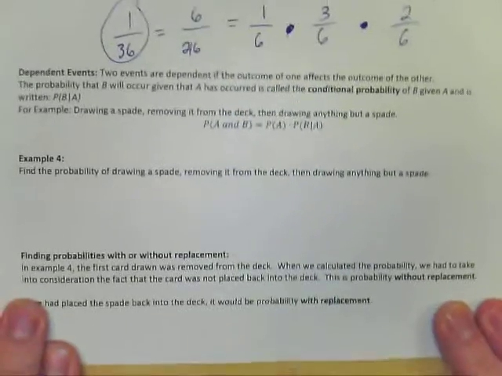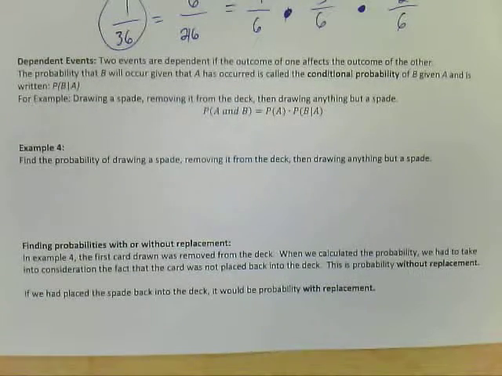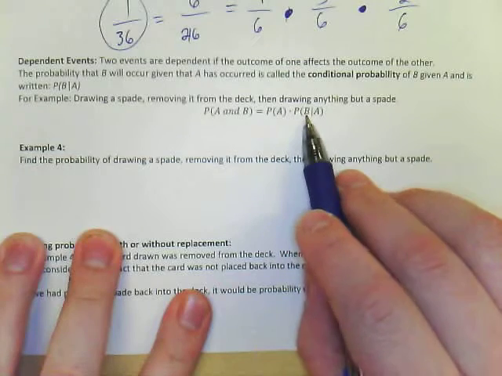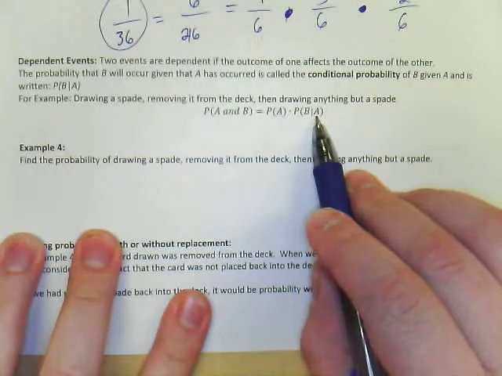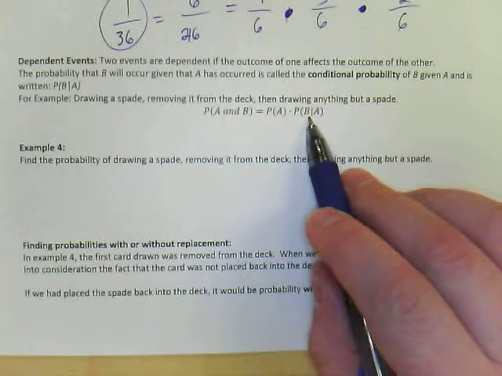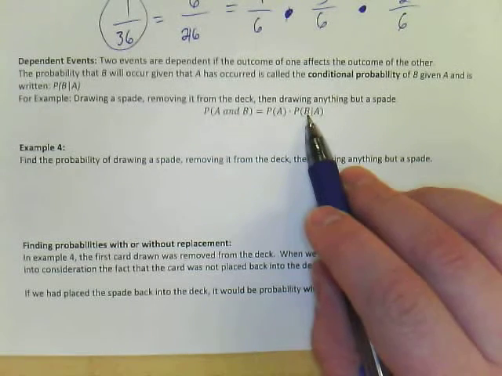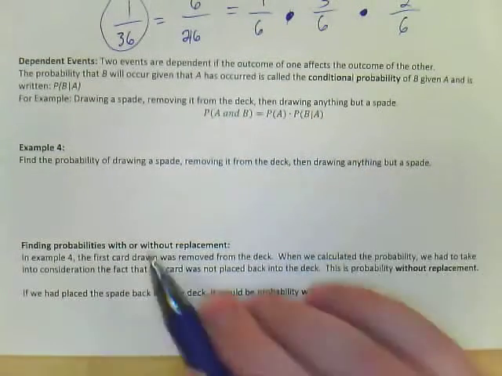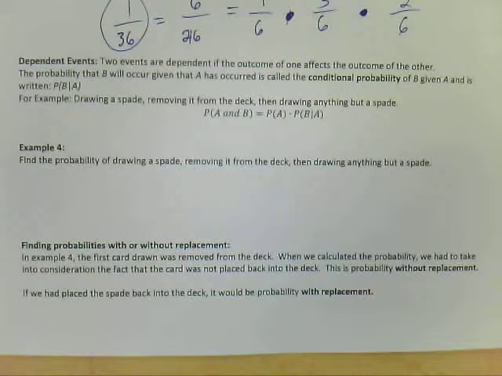All right, now let's go to dependent events. Again, dependent events are events that affect each other, so the outcome of the first event will change the outcome of the second event. For this, we have this notation here. This is the probability of event B happening given that event A has happened. What that means is that event A will affect event B, and so when we calculate the probability of event B, we have to take into account the fact that event A happened. So let's look at example 4 and dive into this.